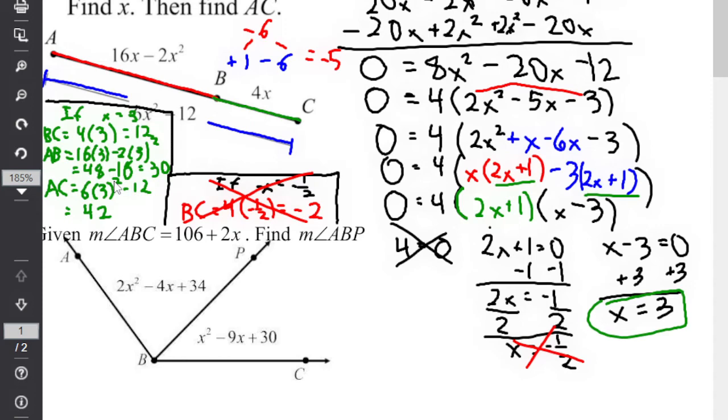So to find the measurement of A to C that we're looking for, what did we get? Well, we got 42. So that is our final measurement.